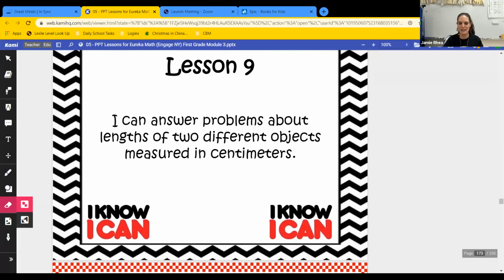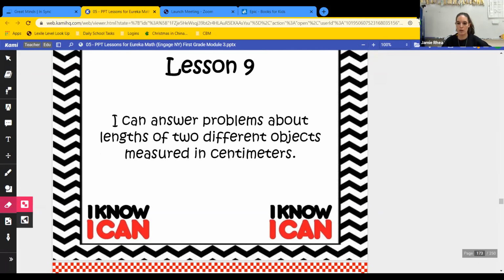So let's look at what we're doing today. We're doing lesson 9. I can answer problems about lengths of 2 different objects measured in centimeters. Remember, this is a centimeter cube. This is a centimeter on our strip of paper. And we talked about using a ruler that had centimeters on it, okay?